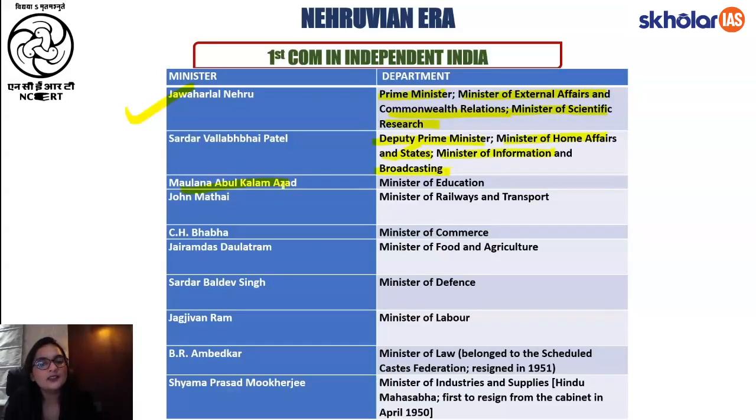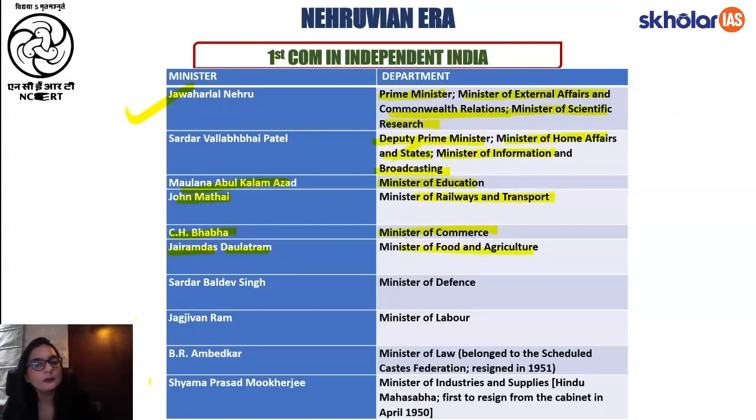Maulana Abul Kalam Azad, students, was the Minister of Education. Then there was John Mathai, who was the Minister of Railways and Transport. This is C.H. Bhabha, not Homi Bhabha, who was the Minister of Commerce. And then students, there was Jairamdas Daulatram, who was the Minister of Food and Agriculture, etc.